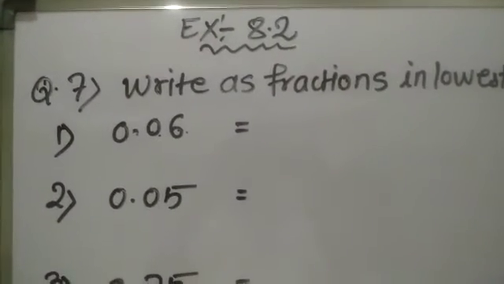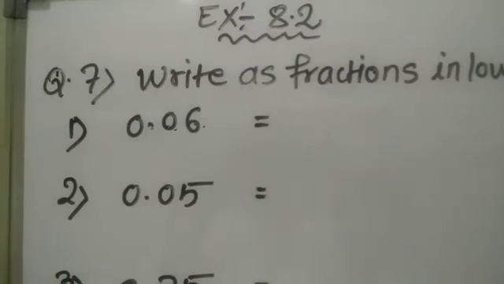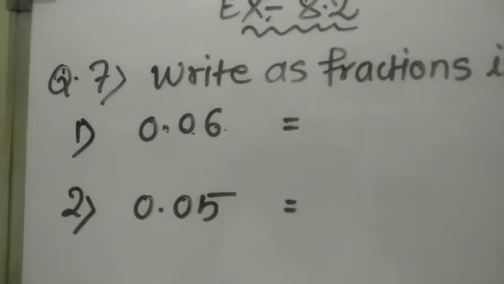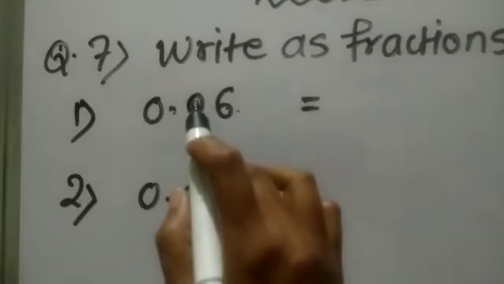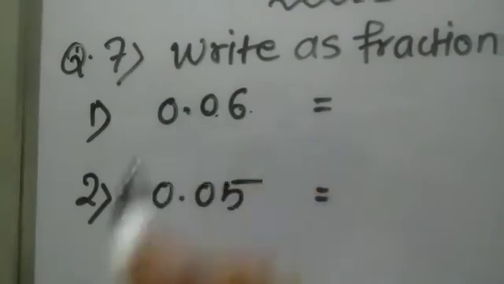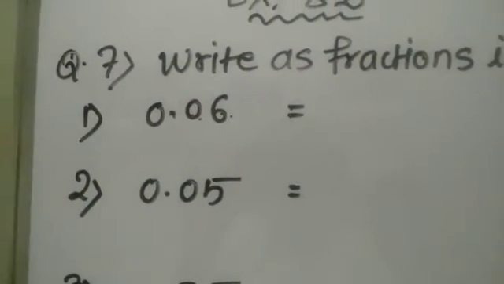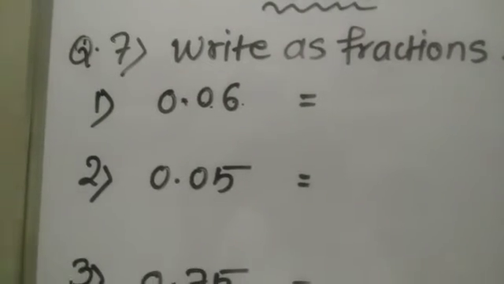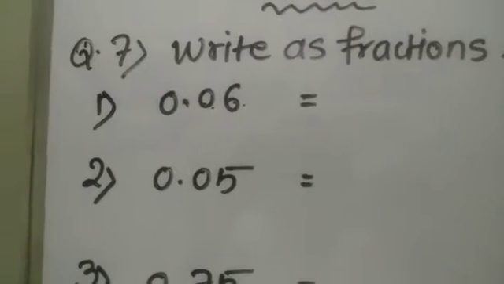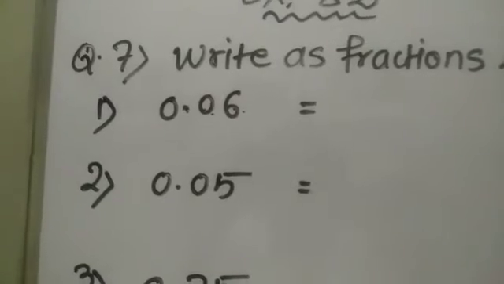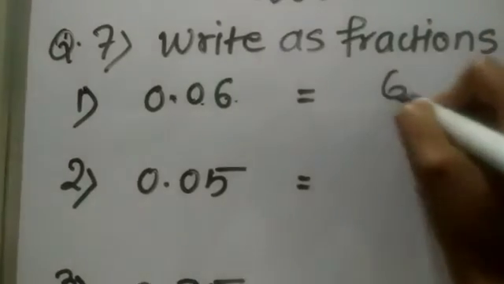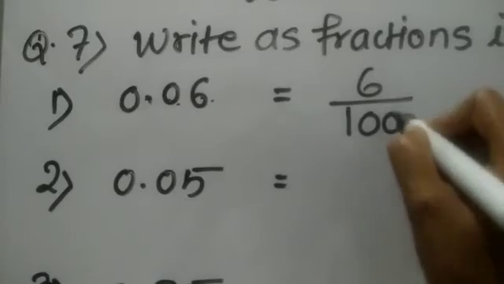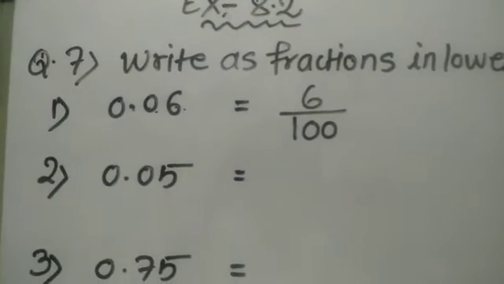See the first decimal number, it is 0.06. Now in this decimal number you can see there are two digits after the decimal point, right? So when you write this decimal number in fraction, you have to remove the decimal point, and when you remove the decimal point, two zeros will come down. So it will be 6 upon 100. So 6 upon 100 is the fraction form.